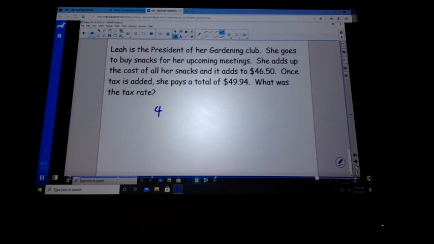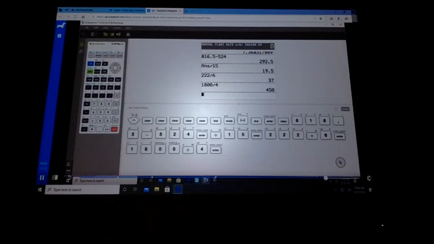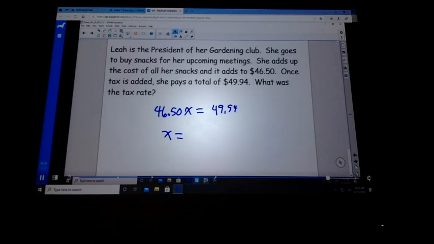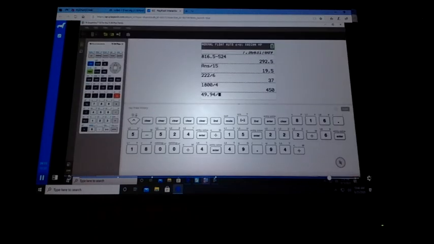Okay, so she paid $46.50, and she's times it by a factor because that's going to give you the tax, and the total is $49.94. So if I divide each side by 46.50, so 49.94 by, what you said guys, 46.50, comes out to 1.0739. So let's round it up to 1.074.